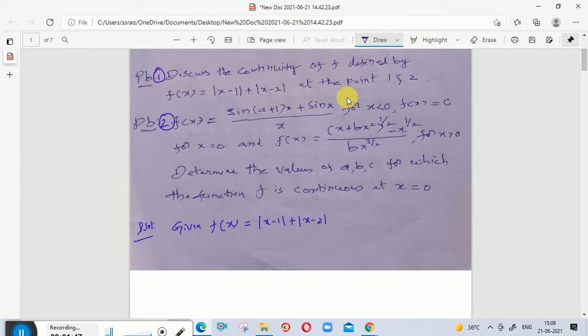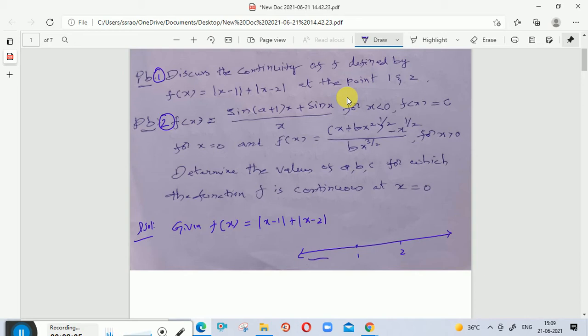Here, consider the real number line. Let it be 1. This one is 2. This is the real number line.